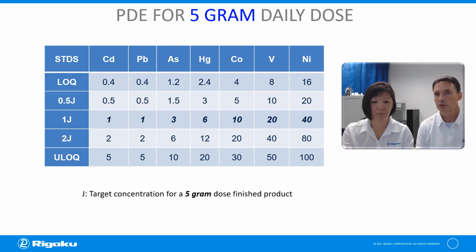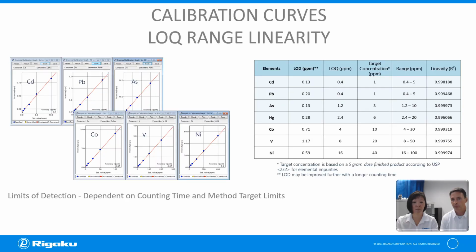Right. So those are the requirements. Those are the levels of our standards. And then these are the calibrations. Right, so it's very similar. We're not going to show all the data, but we know that we're able to meet the 5 gram daily dose. And again, the linearity is very good.